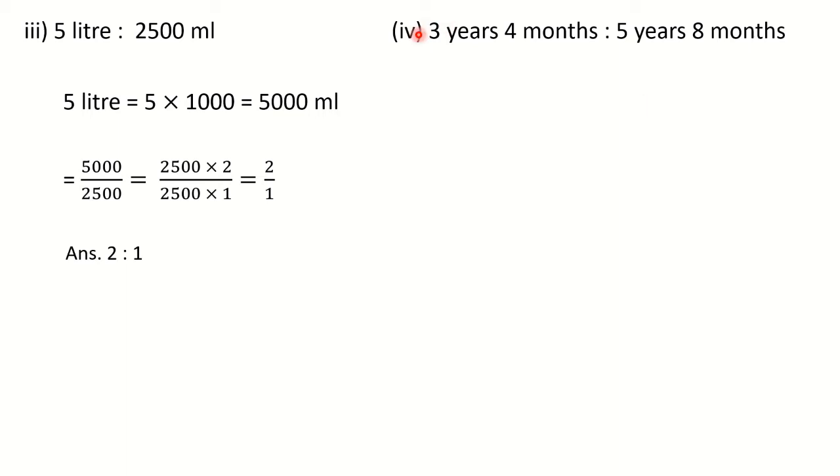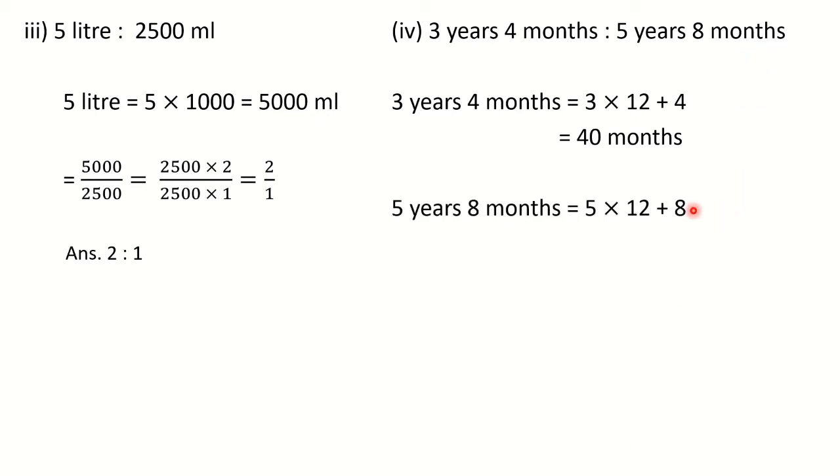So let us first convert 3 years and 4 months. We can write it as 3 into 12, because these years we are converting into months, plus these 4 extra months. So 12 into 3 is 36, plus 4. The answer is 40 months. Similarly, convert 5 years and 8 months. We can write it as 5 into 12 plus 8. So 12 5s are 60 plus 8, that is 68 months.